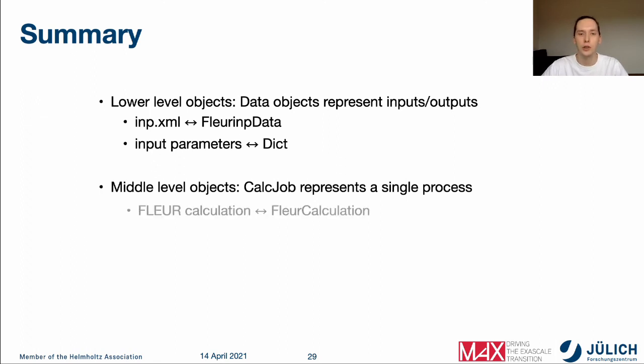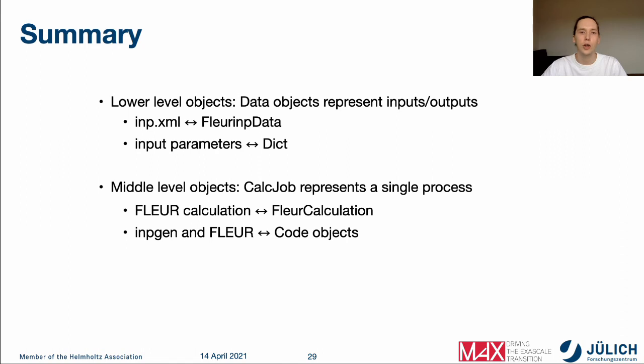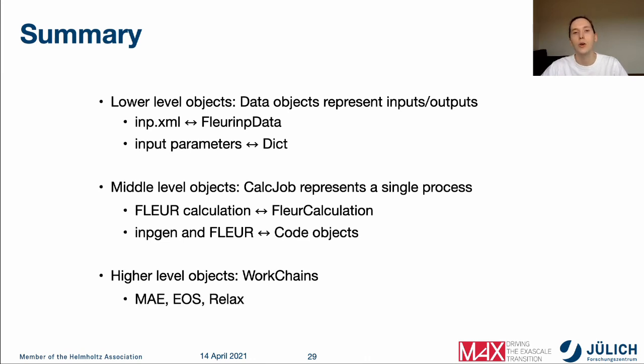For the Fleur calculation, we had a specific object called Fleur calculation, which deals with a single Fleur submission. We also covered how codes are represented, what information is relevant about the codes and how to use them. And finally, we have looked at the WorkChain concept, which are ready-to-use turnkey solutions for a specific problem. We covered almost all of the WorkChains that are available in the AiiDA Fleur plugin: equation of state, magnetic anisotropy energy, and other WorkChains.